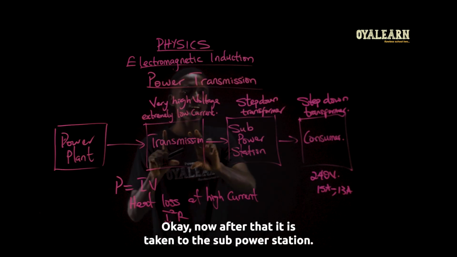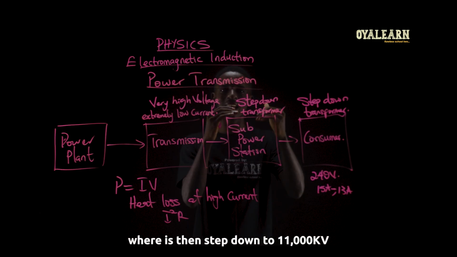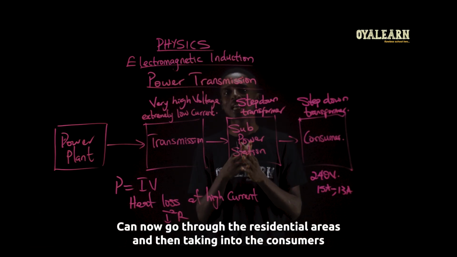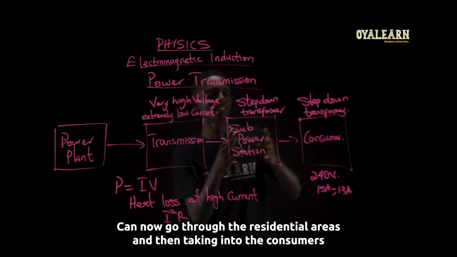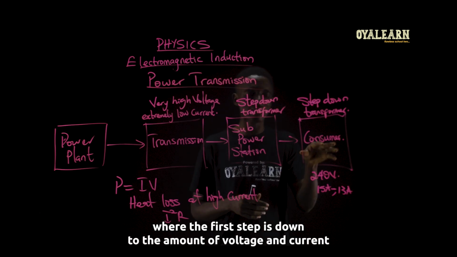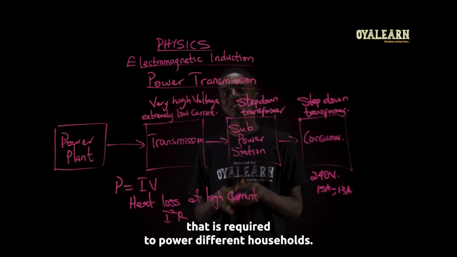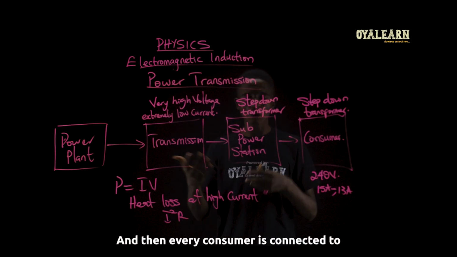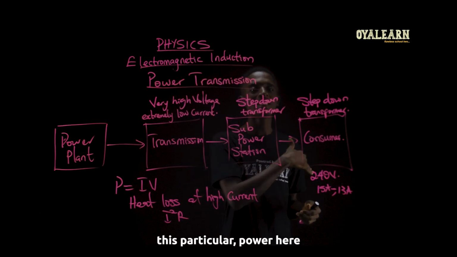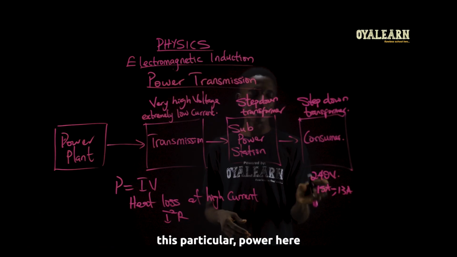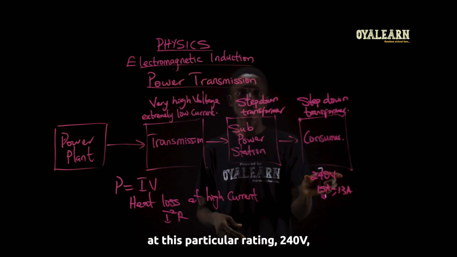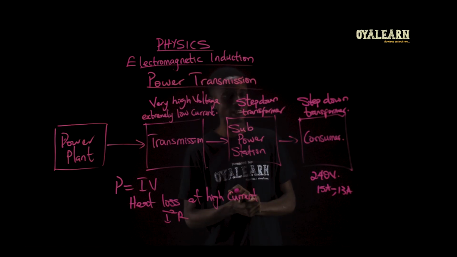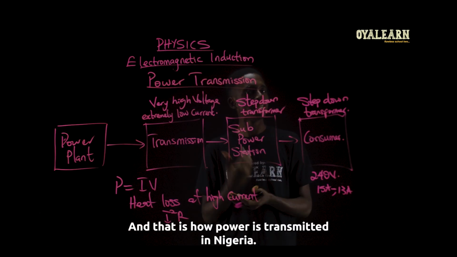After that, it is taken to the sub power station where it is stepped down to 11,000 kVA, where it can go through residential areas, and then taken to the consumers where they first step it down to the amount of voltage and current that is required to power different households. Then every consumer is connected to this power at this particular rating, 240 volts, and within 13 to 15 amperes of current. And that is how power is transmitted in Nigeria.